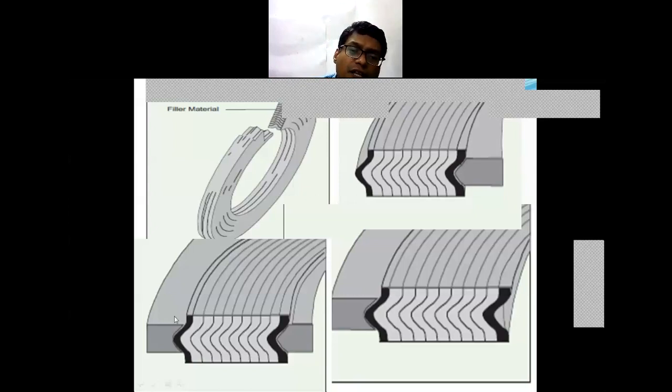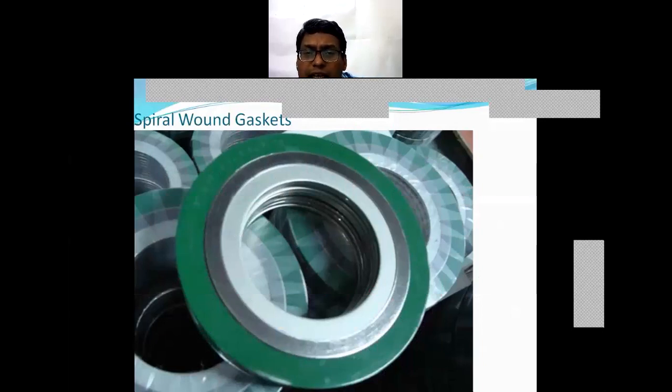Here the solid metal outer ring is there. There is a height difference, and you can see the certain height difference that is available. So in this figure, you can see the inner spiral ring which is available has a higher thickness as compared to this outer ring.